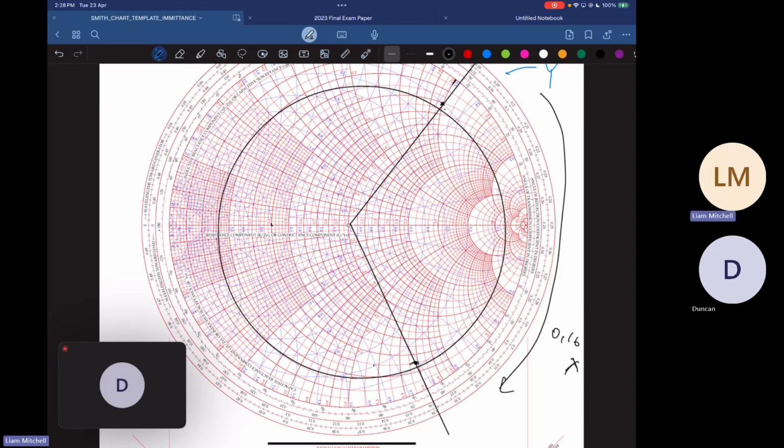Close enough, whatever. And so this is your output impedance. You rotate here by 0.16 lambda. All clear? Any questions?